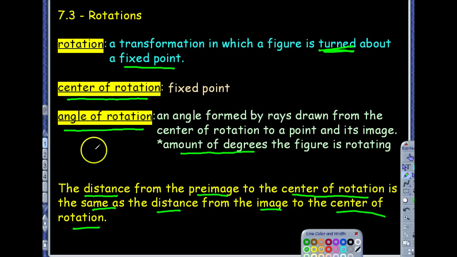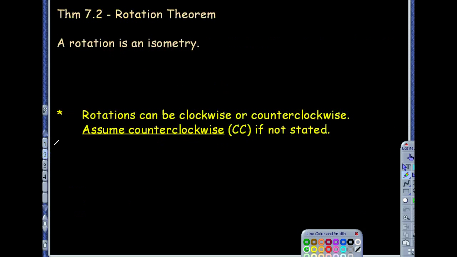Now, we've talked about rotation being a type of transformation. Well, we've kind of seen this vocabulary before, that transformations are isometries. Well, a rotation is an isometry. So our theorem, and all the theorems this chapter are going to be nice and short: rotation is an isometry. What does that really mean? What is an isometry? An isometry is when, after you perform a transformation, in this case the rotation, your pre-image that you started with and the image that you end with are congruent. Exactly, and that's all that's telling us.